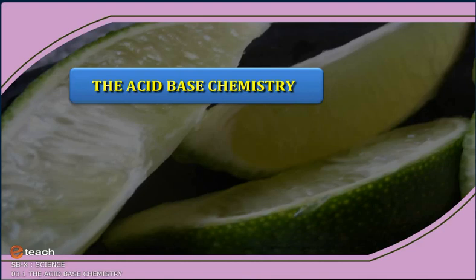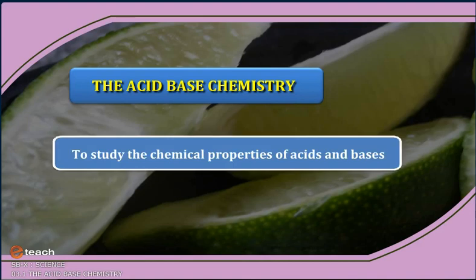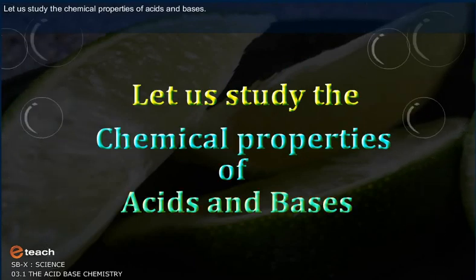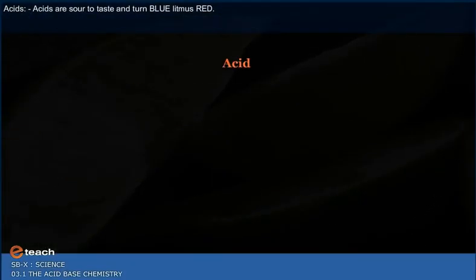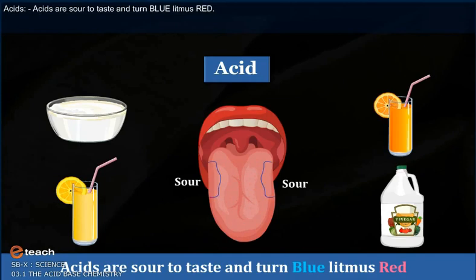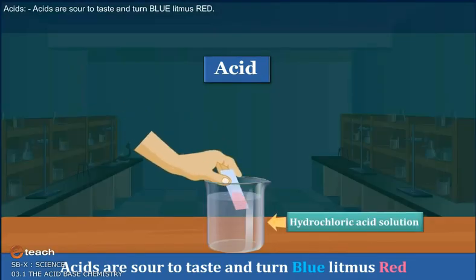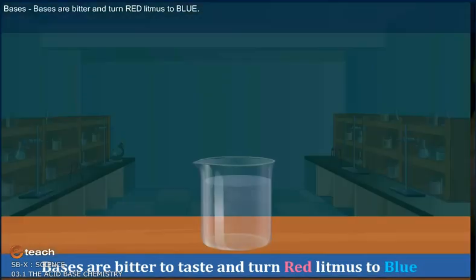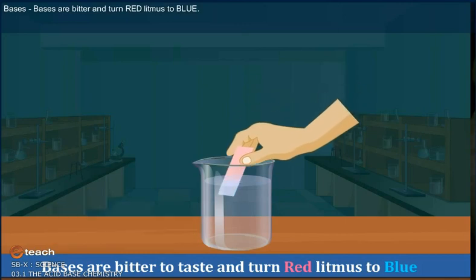The acid-base chemistry. To study the chemical properties of acids and bases. Let us study the chemical properties of acids and bases. Acids. Acids are sour to taste and they turn blue litmus red. Bases. Bases are bitter and they turn red litmus blue.